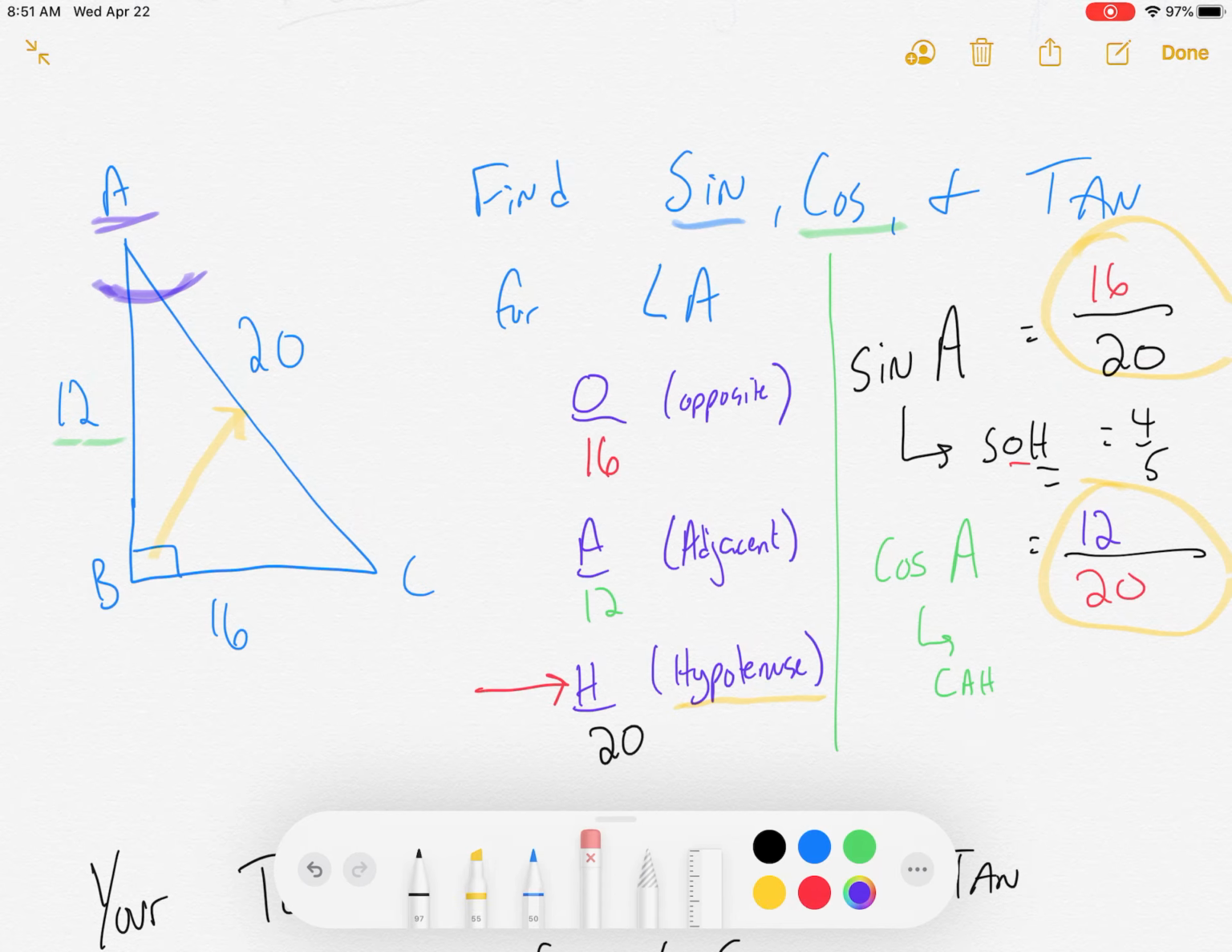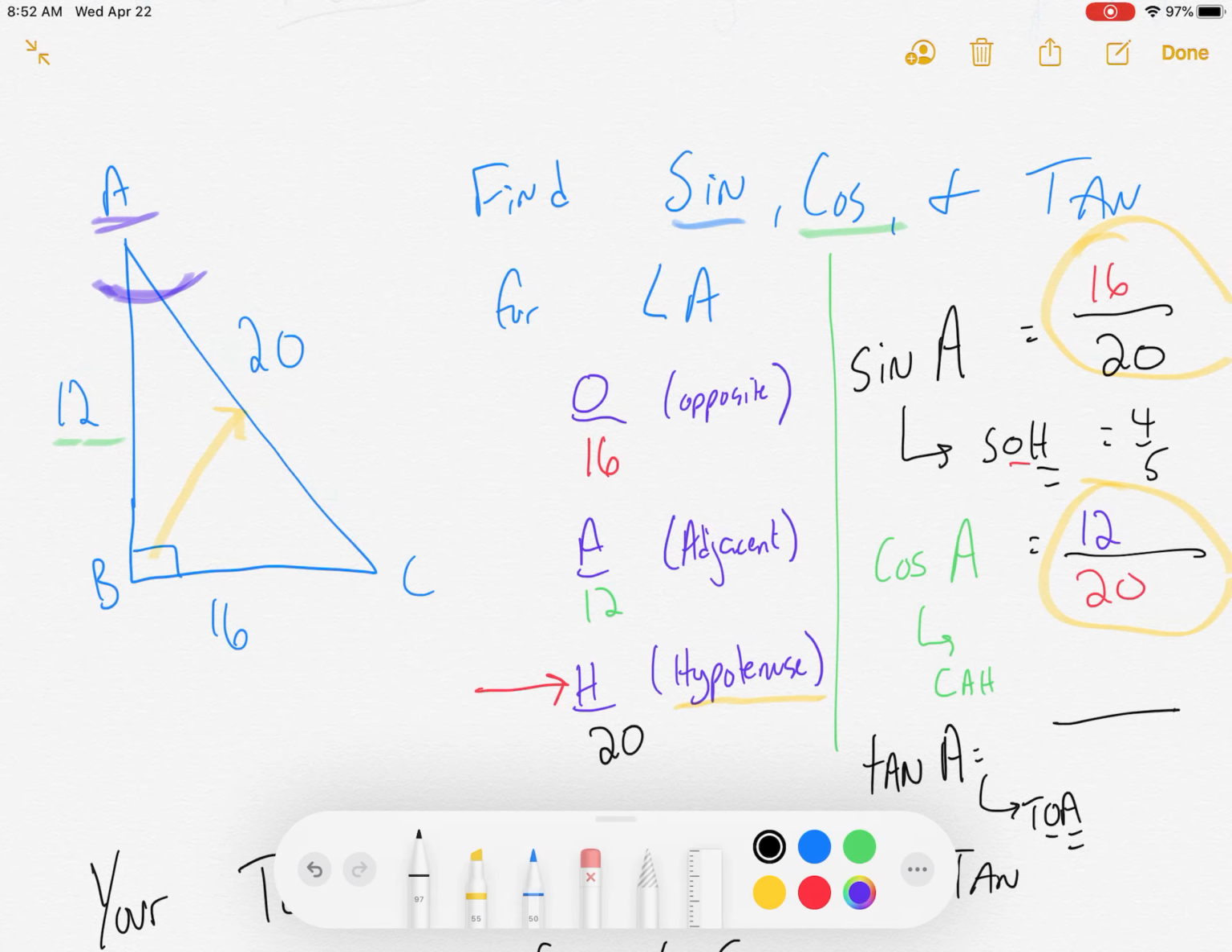Okay, last up we have tangent. I'm going to do tangent to, boy, I'm running out of room. I will erase this and this and this. We will do the tangent of angle A right here. So TOA is opposite over adjacent.